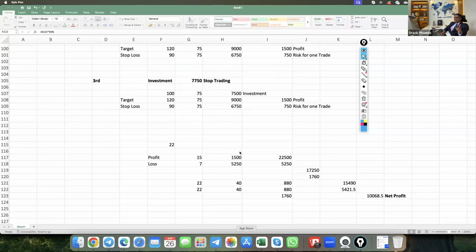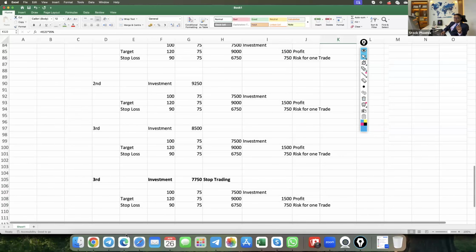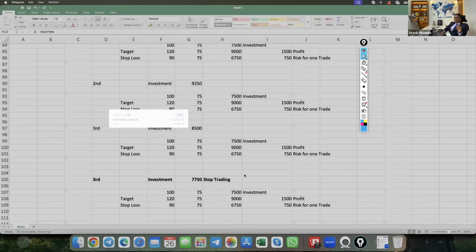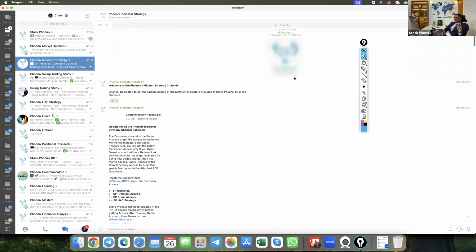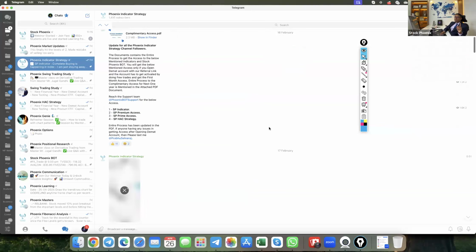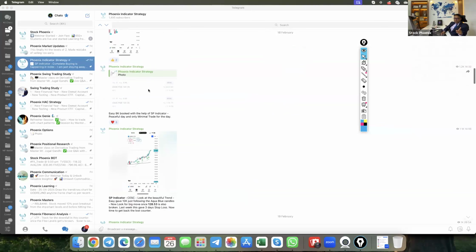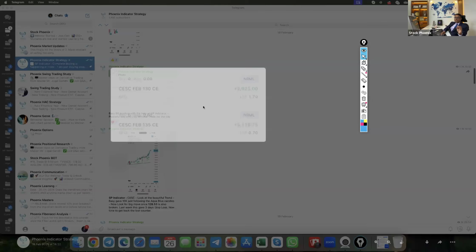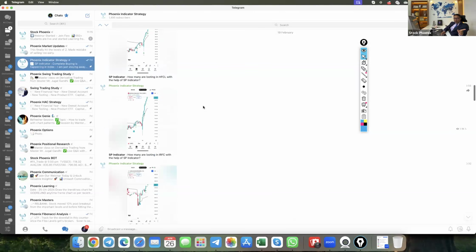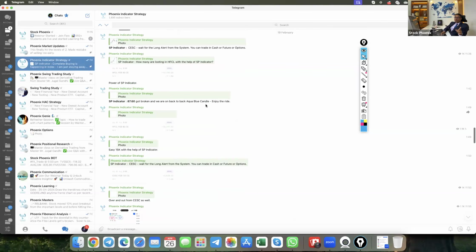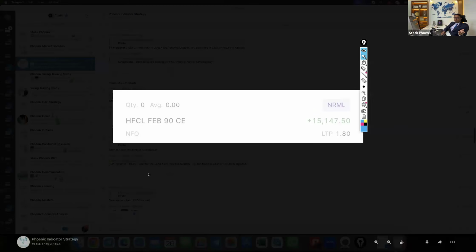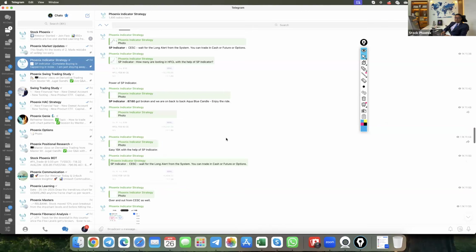Do not use SP indicator. With this strict serious business, I've started this indicator strategy channel, from February onwards. Trust me, from the day I started, 16th of February, I'm able to make profits on a daily basis. Barring 1 or 2 days where there's no entry, whenever I make an entry, I'm able to make a profit of 10,000, 15,000, 20,000. So how am I able to make so much profit?